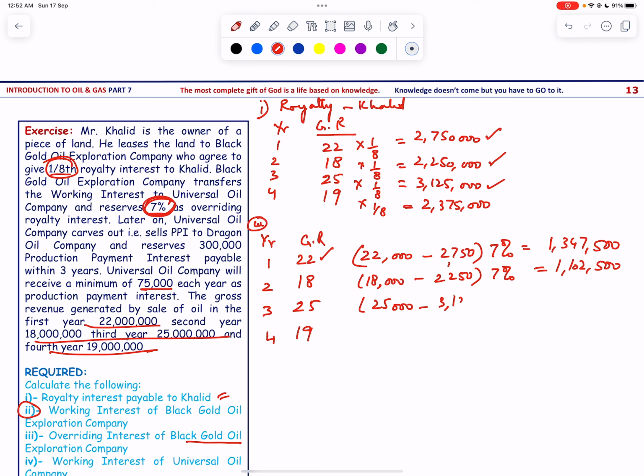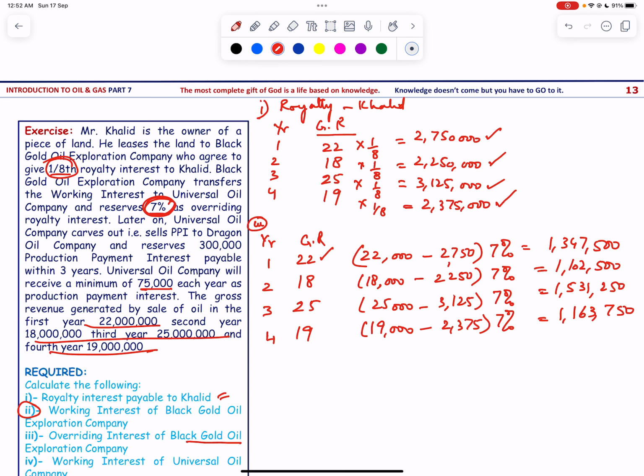3,125,000, and 7% of this amount will be 1,531,250. For the fourth year, it will be 19 million minus 2,375,000 times 7%, that will be 1,163,750.